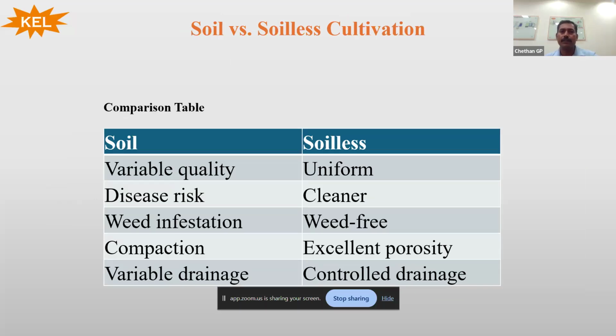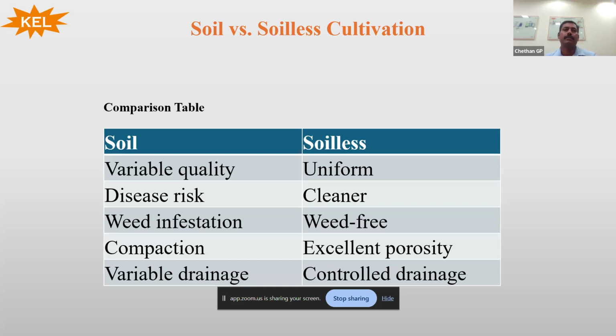Let us compare conventional soil cultivation with soilless cultivation. Traditionally, soil has supported agriculture for centuries, but its quality varies from one location to another. Soil texture, fertility, drainage, and biological activity differ even within the same field. This variation in the field often leads to uneven crop growth.